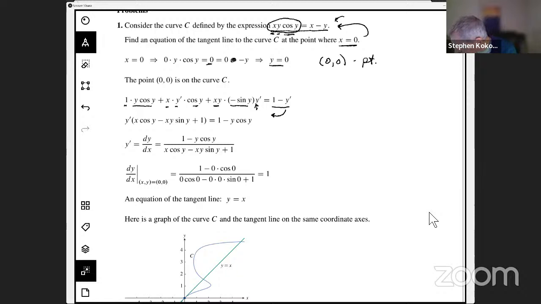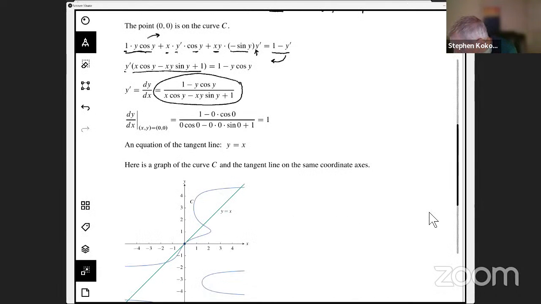And I brought this expression over to the other side because that did not have a y prime in it. Factored out a y prime and did a little bit of division. And there's my expression for dy/dx. A little complicated, but this will work out nicely, I think. So now what I need to do is to evaluate that derivative at the point (0, 0), at the origin.